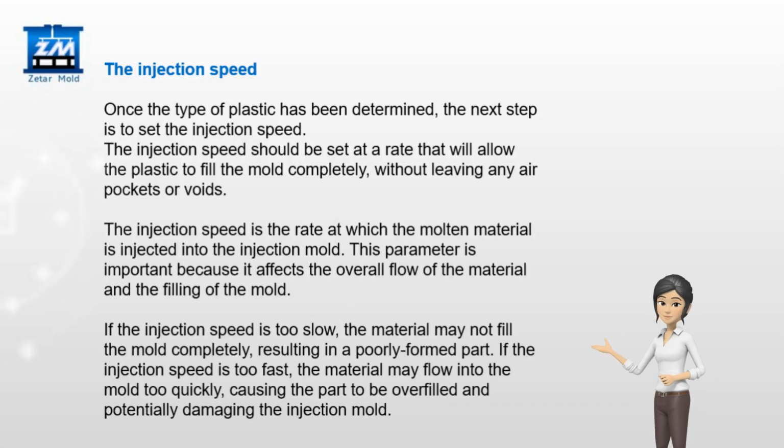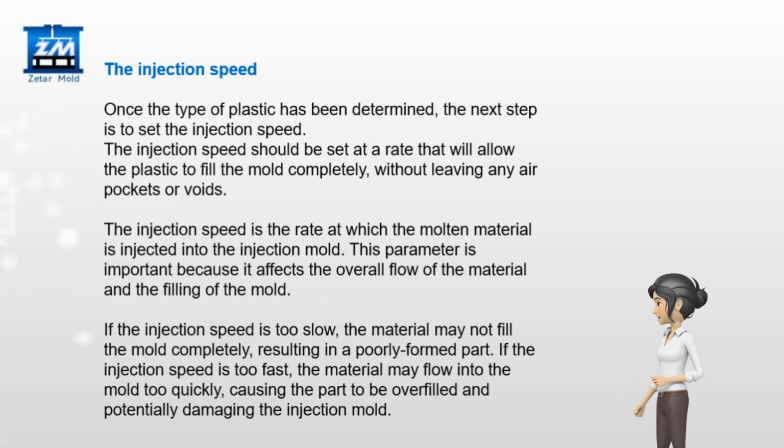The injection speed. Once the type of plastic has been determined, the next step is to set the injection speed. The injection speed should be set at a rate that will allow the plastic to fill the mold completely, without leaving any air pockets or voids.